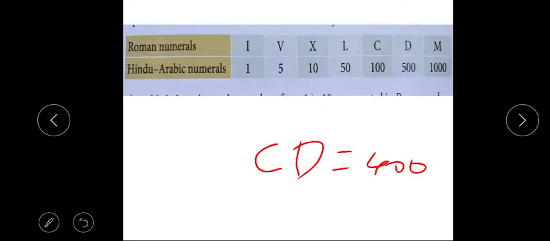Okay, similarly we can write any number. So let's take 672. How do we write 600? It is 500 plus 70 plus 2. To write 70 we write 50 plus 20, then 2. Okay, so first let's write 600. 600 is 500 plus 100. We are using which symbol?